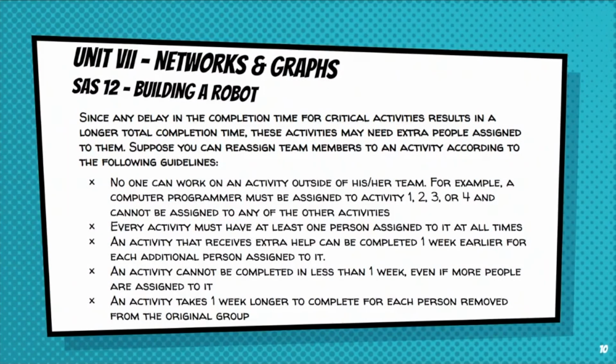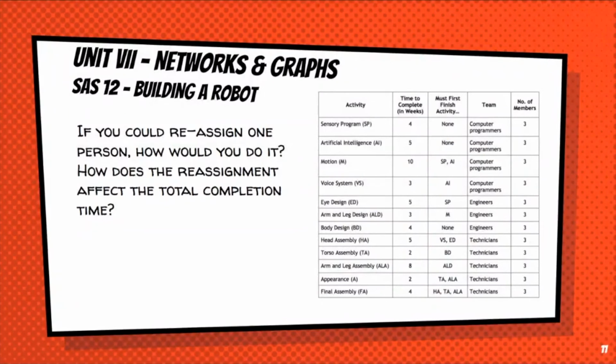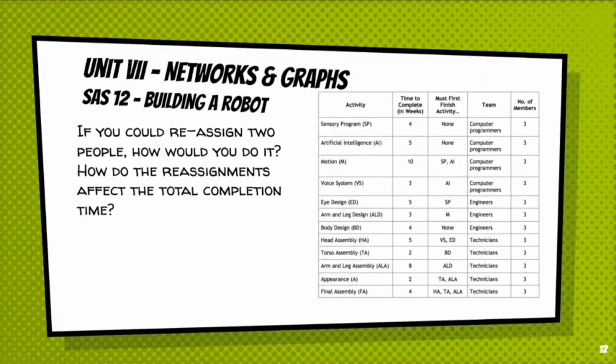All right. So that's the way you could do it. If you could just reassign one person, how would you do it? And how would it affect total completion time? If you could reassign 2, we discussed that a little bit. And yes, it would affect the total completion time. It could reduce the time by 1 or 2 weeks.